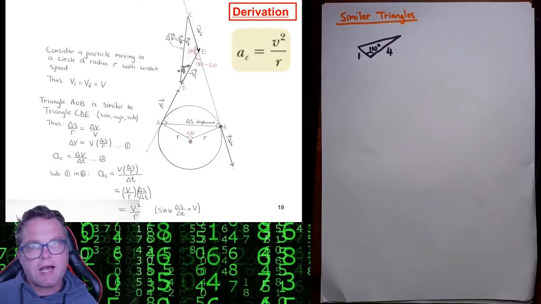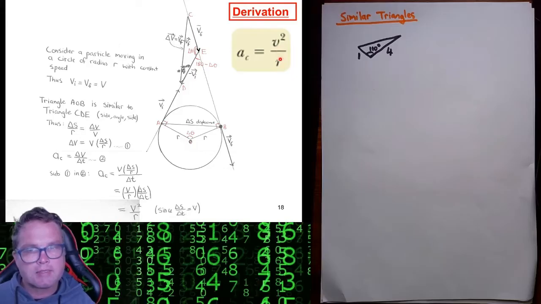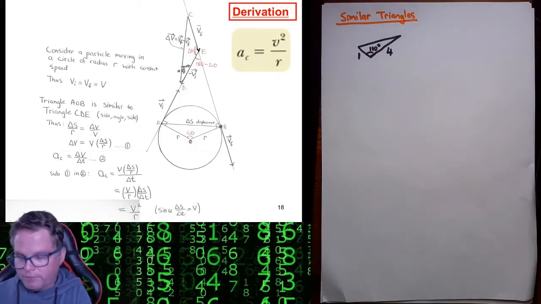We have discussed how the direction of the centripetal acceleration is always towards the center of the circle, and we're also going to derive an expression for its magnitude. The expression that we're going to derive is that the magnitude of the centripetal acceleration, a_c, that's centripetal, is given by v squared over r, where v is the speed of the particle and r is the radius of the circle in which it's moving. Before we come to that derivation, as part of the derivation, we're going to use the concept of similar triangles.